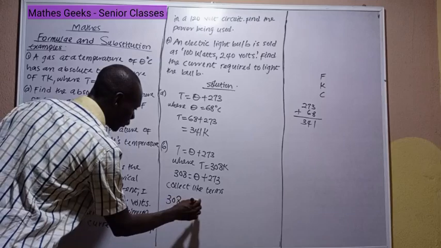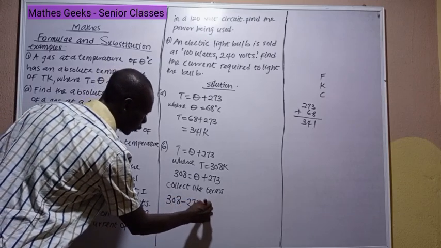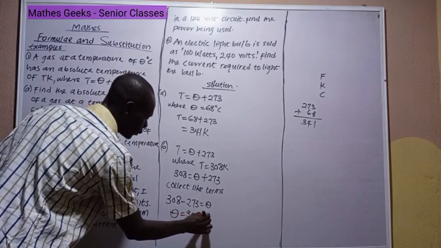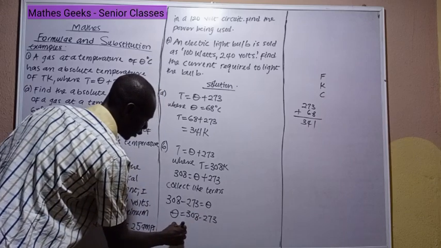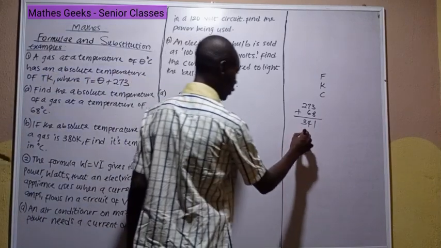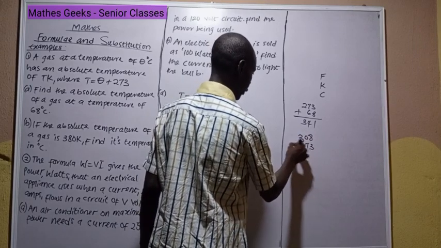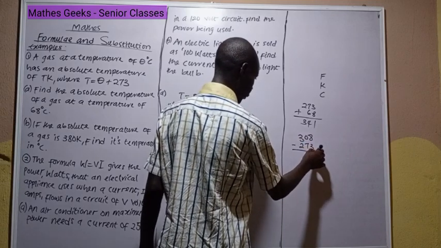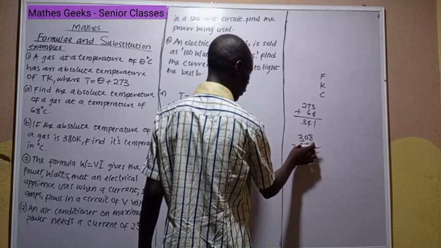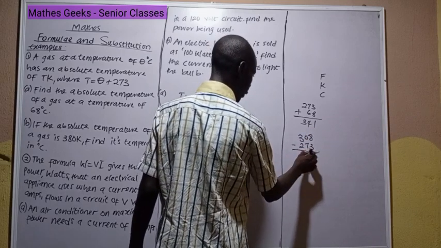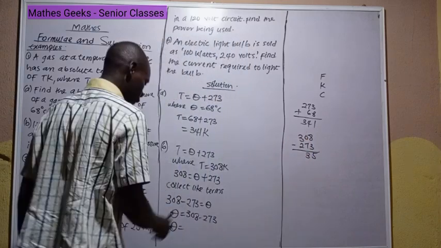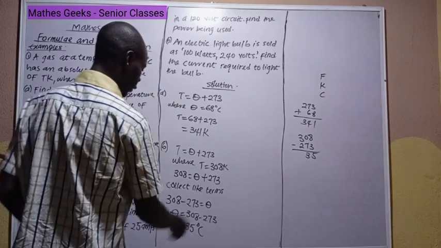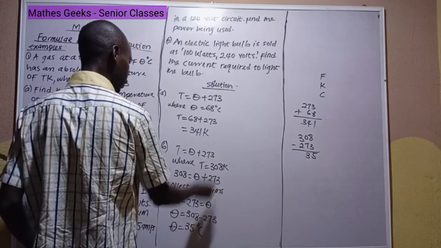So 380 minus 273 is equal to theta. You can rewrite it, and so theta is equal to 380 minus 273. 0 minus 3 cannot, so we borrow: 10 minus 3 is 7, 7 minus 7 is 0, 3 minus 2 is 1, so that's 107 degrees Celsius. So for Celsius, we put the knot on top. For Kelvin, you don't put the knot.